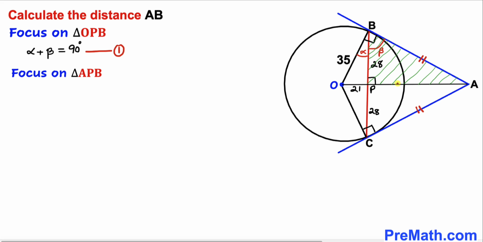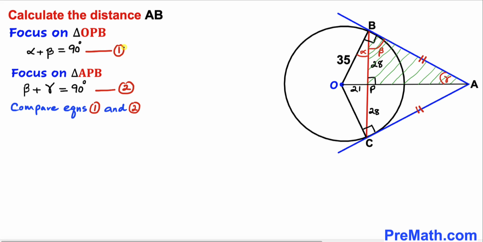And now let's focus on this triangle APB. Let me call this angle gamma. And we know that this angle is 90 degrees. So therefore, the sum of these two angles, beta plus gamma, has got to be 90 degrees as well, since the sum of the angles in any triangle is 180 degrees. So therefore, I can write beta plus gamma is going to be equal to 90 degrees. Let me call this our equation number 2.